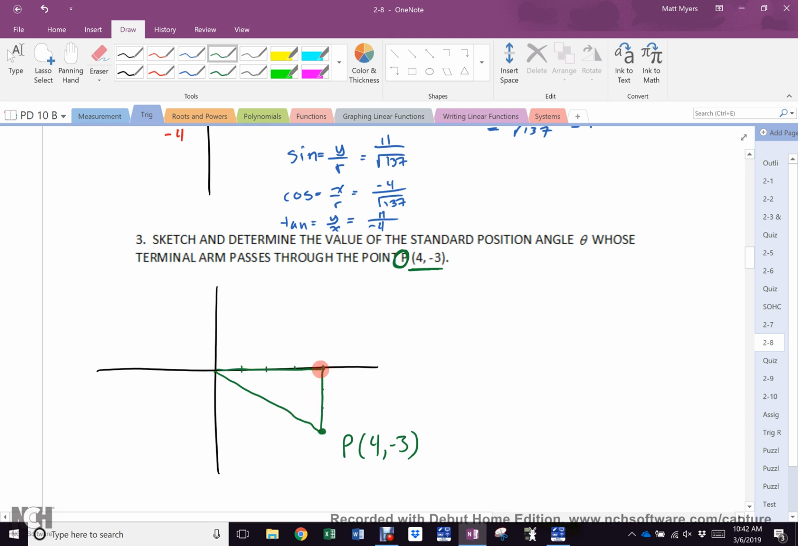Now can I do trig? Yes. How far is this? 4. How far is this? 3. I've done this on purpose because you know this one, you've memorized it. It's 5. But let's pretend you haven't memorized it. What is this really? Square root of what? 3 squared plus 4 squared. Negative 3 squared is the same as 3 squared, which is, of course, 5.